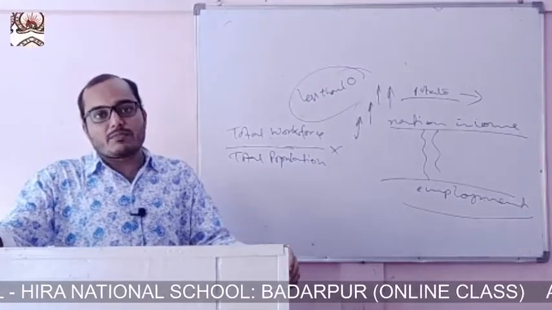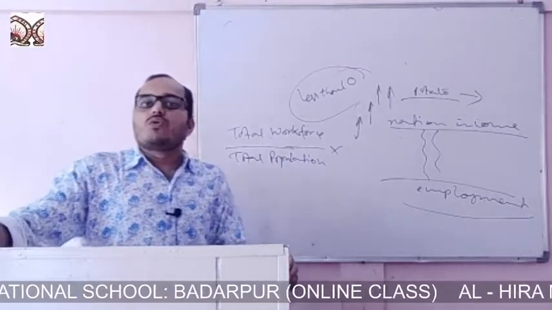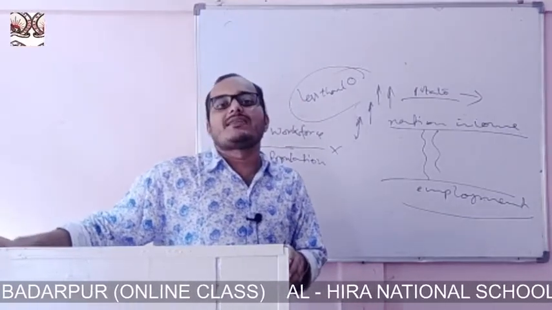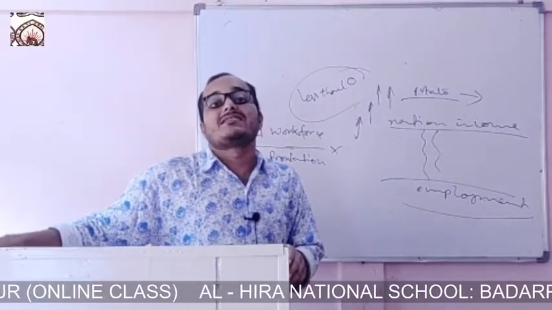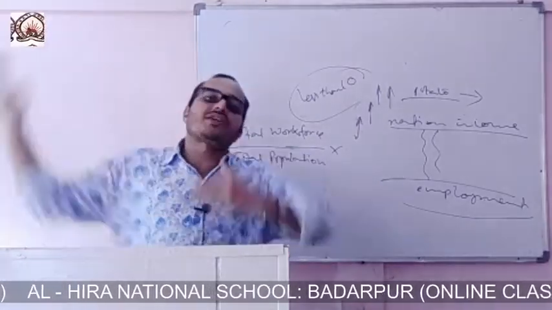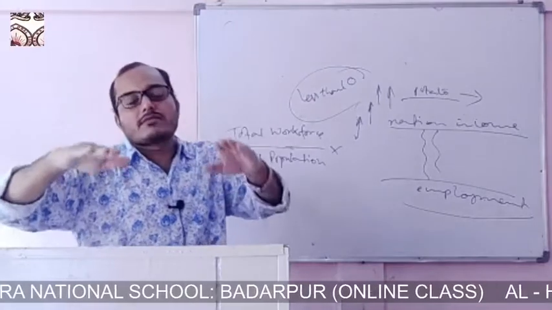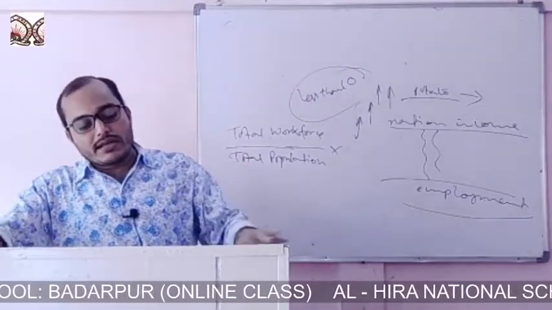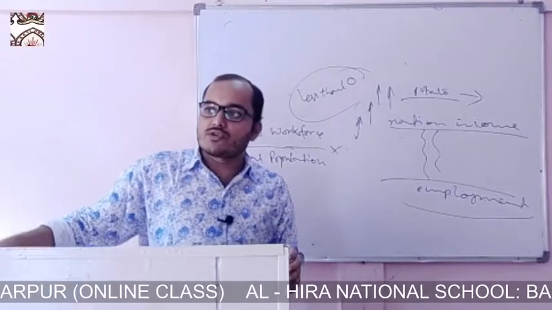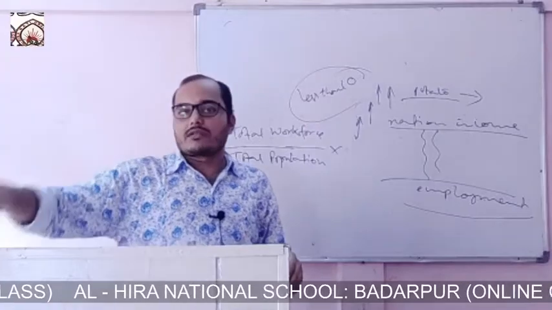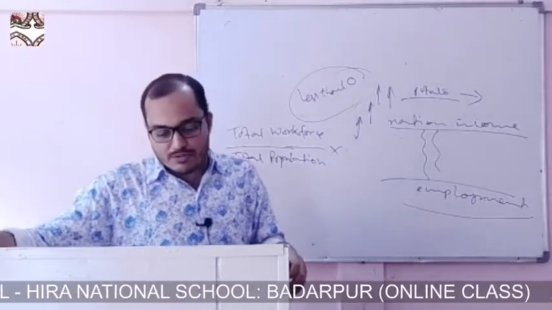Another is the increase in production. When prices rise because there is more demand but less supply or production, then if production is increased, the price rise will somehow go down. So these are the three measures to control inflation: fiscal, monetary, and production.